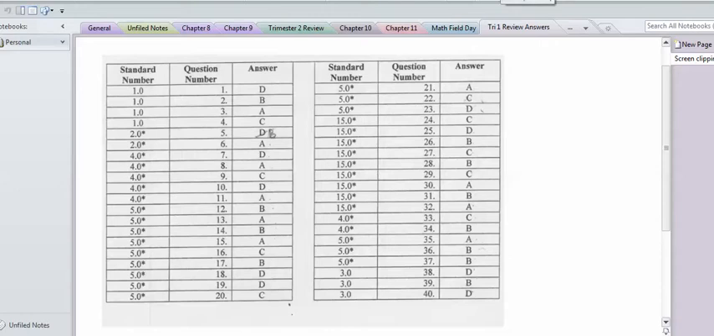Okay, so today we are going to look at the trimester 1 review for Algebra 1.